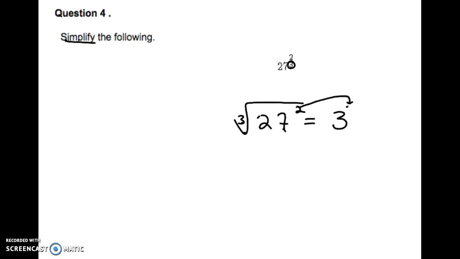We are asked to simplify the following. So remember, the bottom number is the index. And then the top number stays the power. We could square 27 first and then take the cube root, but that's way too hard for my brain. So I'm going to do the cube root first. The cube root of 27 is 3. And then we still have our power squared. So we end up with 9.